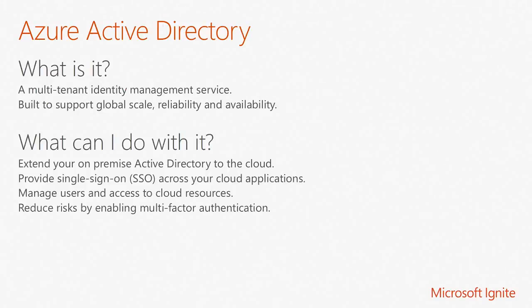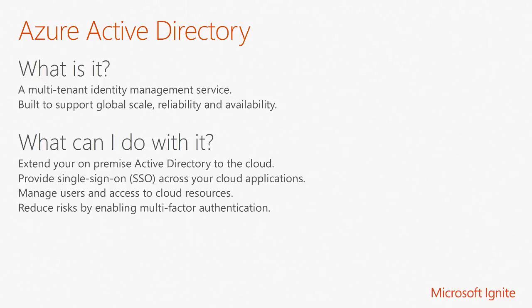So what is it? It's an identity management system. You can handle multiple tenants in it. So what does that mean? It enables you to not only manage your own, say, Office 365 presence, but also to have trusts with other organizations. It's, like I said, built to support global scale. So imagine, in order to support all those cloud workloads, it has to be amazingly scalable and reliable.